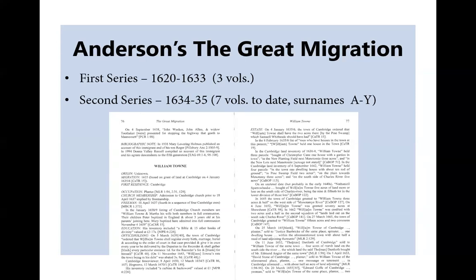There are 3 volumes in the first series, The Great Migration Begins, 1620 to 1633, and the second series, covering the period 1634 to 35, includes 7 volumes and adds 1,500 sketches. The slide shows the biographical sketch for William Towne.